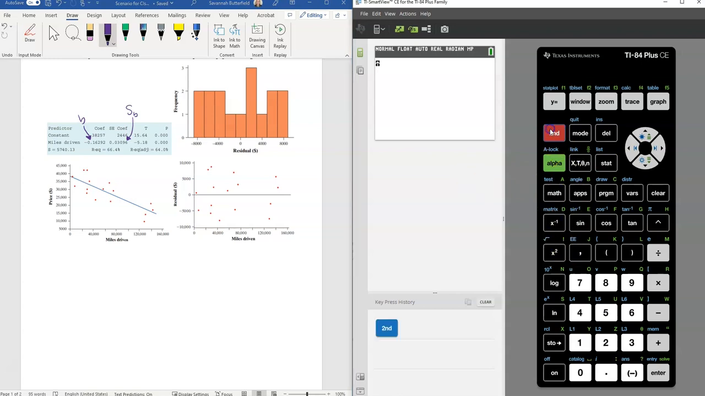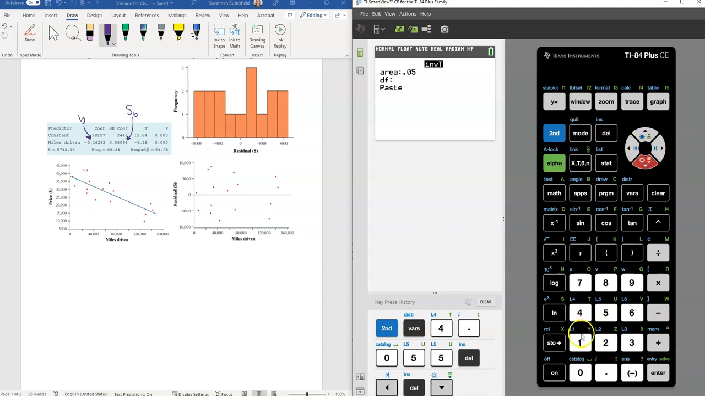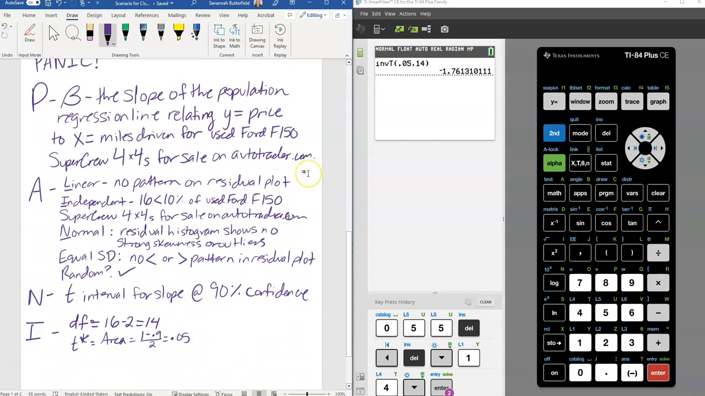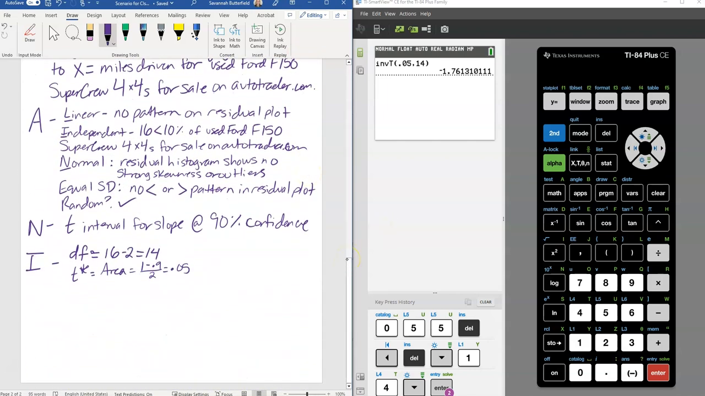All right, so we're going to go to second vars, and we're going to go back to our good old friend inverse t, and we're going to put 0.05 in for my area. Didn't mean to do that second 5. And we're going to put in that degrees of freedom of 14. We're going to go paste, and we're going to record our t star value as 1.761. So t star equals 1.761.